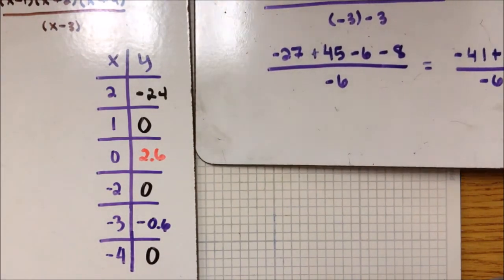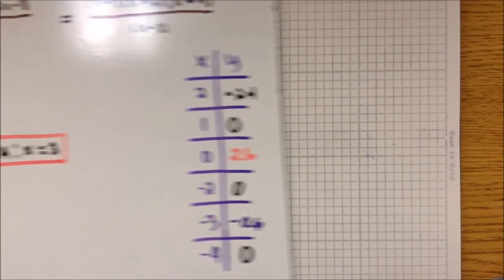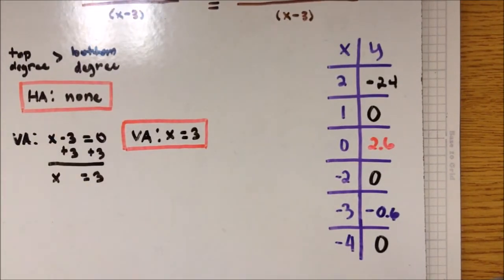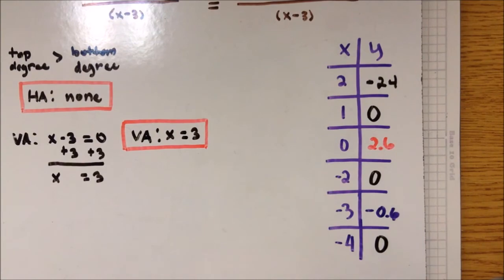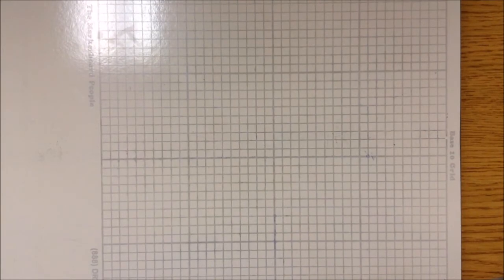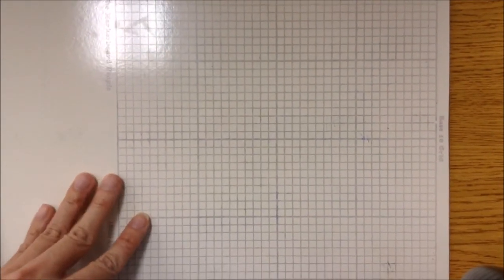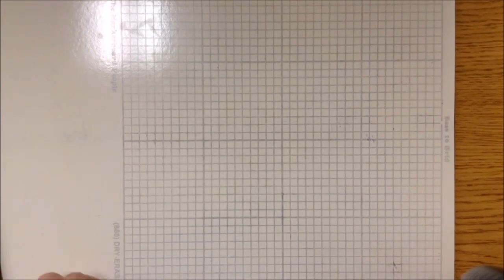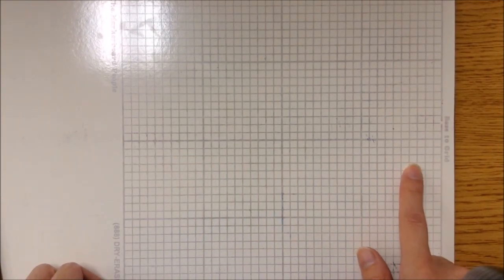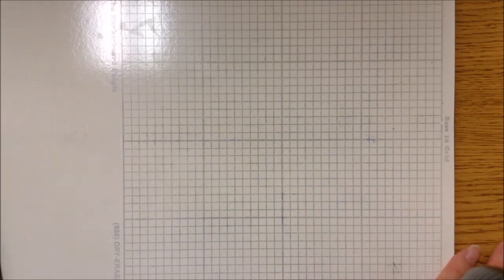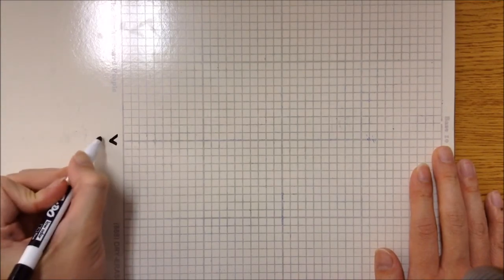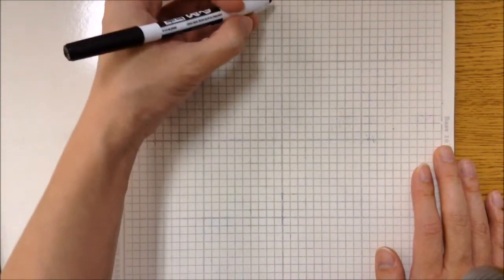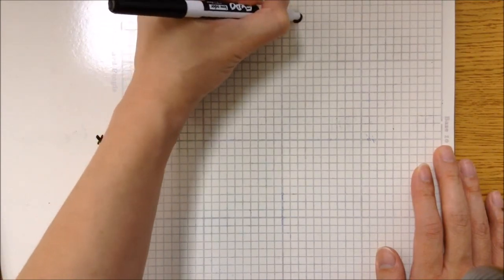Alright. It seems that we have all the information we need. Vertical asymptote, horizontal asymptote. We have our 3 x-intercepts. We have our y-intercept, and then we have our 2 points that we need to graph. So now we're going to use the center as the x-intercept and the y-intercept. So I'm going to mark it, saying that this right here is the x-axis, and here is the y-axis.